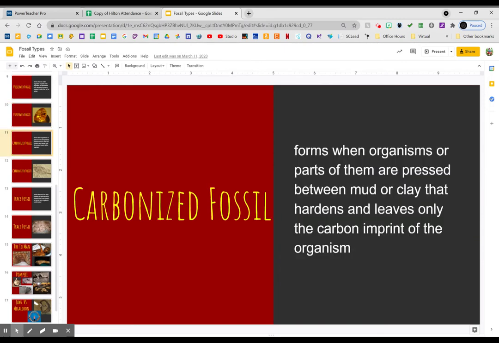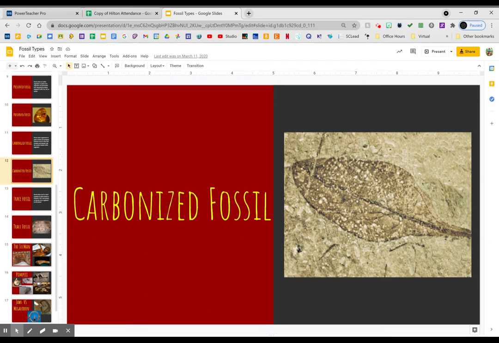Now, a carbonized fossil. A carbonized fossil forms when an organism or parts of that organism are pressed between mud or clay that hardens and leaves only the carbon imprint of the organism behind. So, this would be almost like a tattoo or a drawing, and it would look like a painting. It is not going to be 3D, it's not going to be raised out of the rock, and it is not going to be pressed down into the rock. You're only left with a shadow.